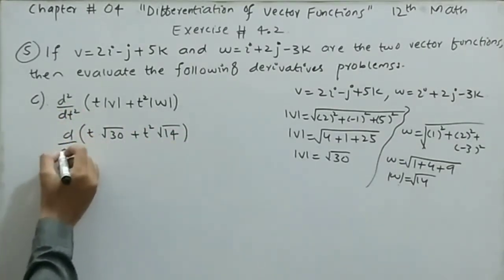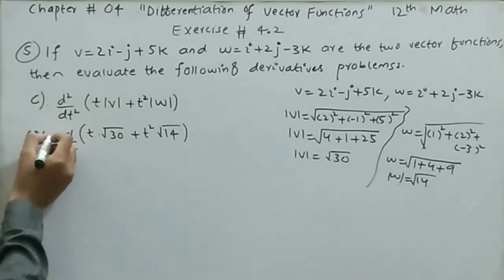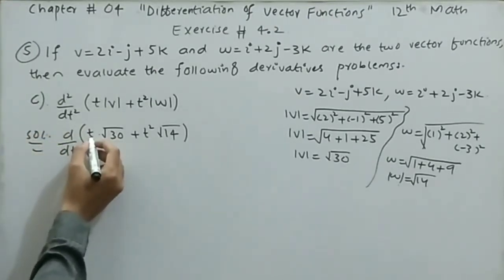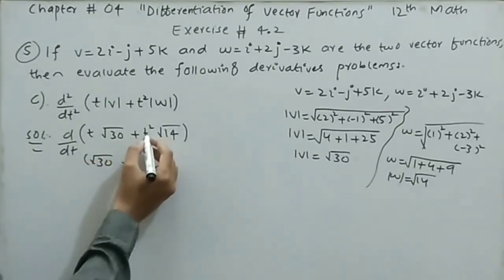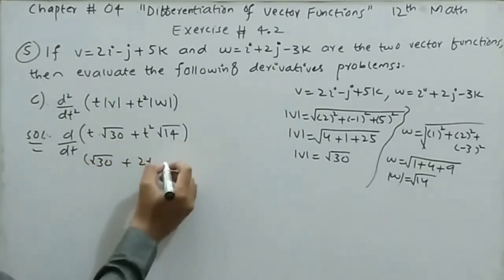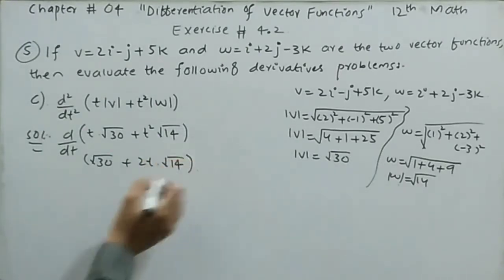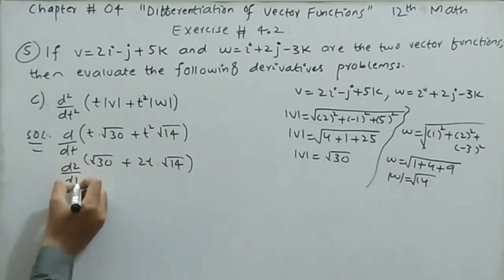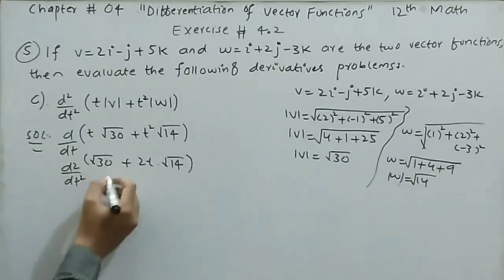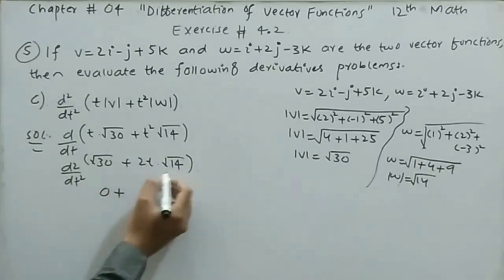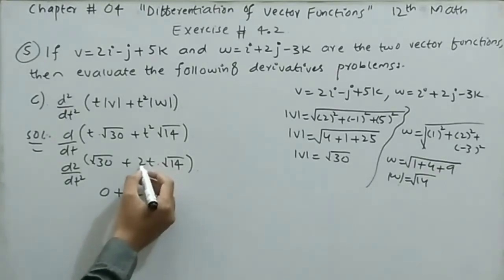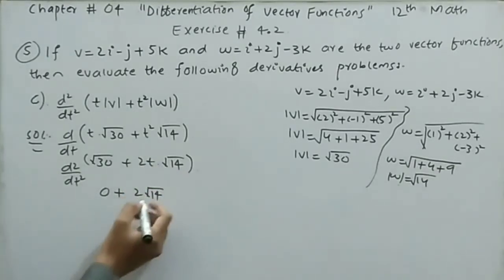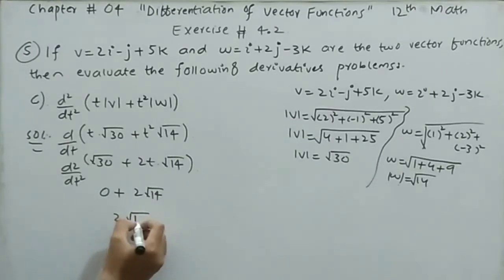So first we differentiate for the first time. The derivative of t with respect to t is 1, so it becomes root 30, plus the derivative of t squared, which is 2t, and root 14 comes down as it is. Now for the second time, d squared by dt squared, root 30 is a constant, so its derivative will be 0, and 2 root 14 comes down as it is, because the derivative of t is 1, so 1 multiplied by 2 root 14 gives us 2 root 14. So the required second derivative for part C is 2 times root 14.